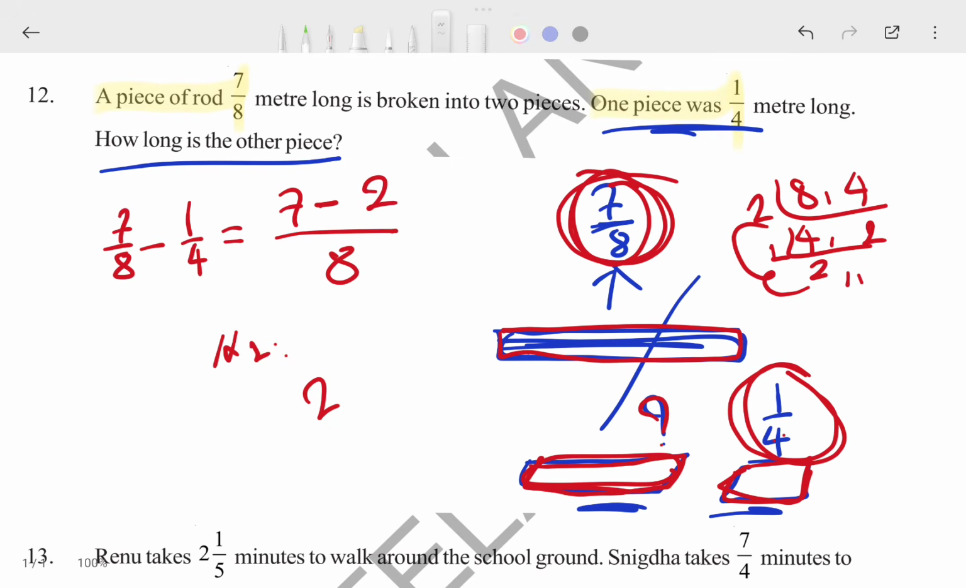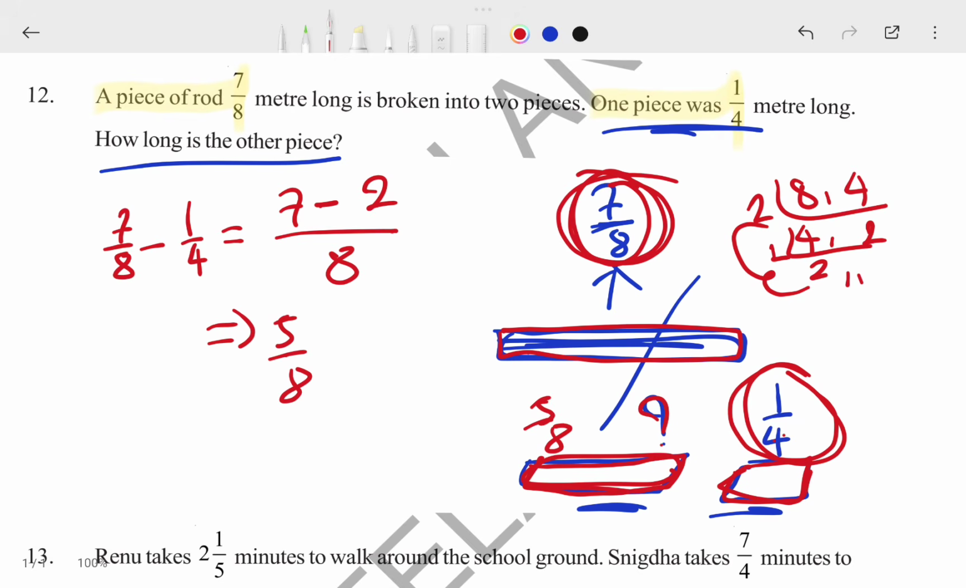Okay, now is it clear? After that we subtract. So 7 minus 2 is going to be 5 by 8. So what will be the length of this rod? The length of this rod is 5 by 8. Simply we found it.